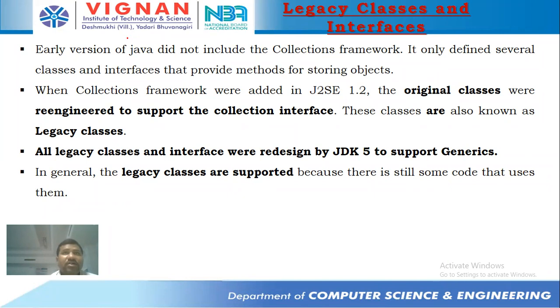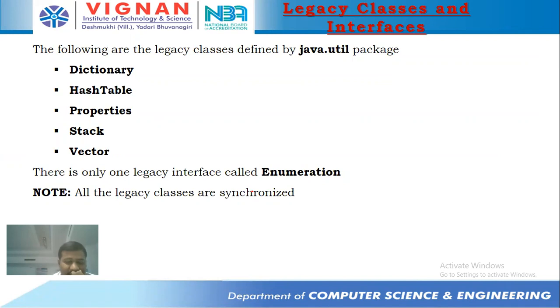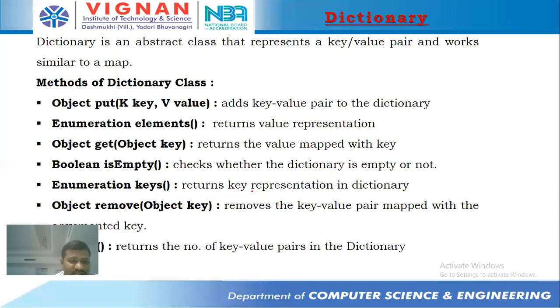So these classes were redesigned to support the JDK 1.5 version also. So these classes can be called legacy classes. The legacy classes have been included in the java.util package. A few of them are Dictionary, Hashtable, Properties, Stack, and Vector. All legacy classes are synchronized. That means all of these are going to be synchronized.